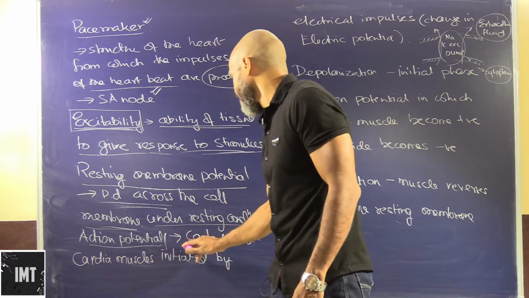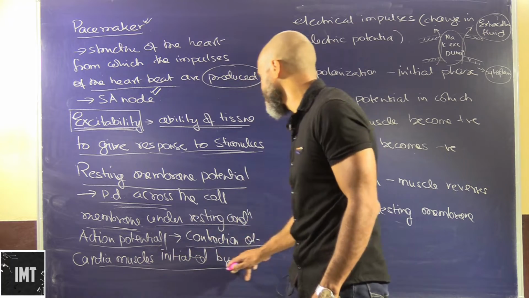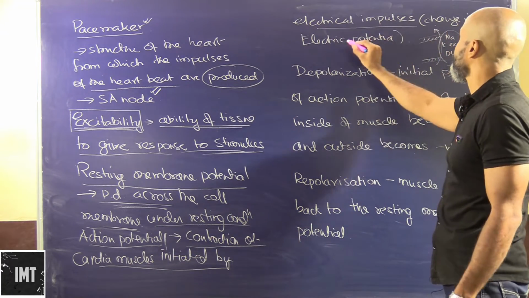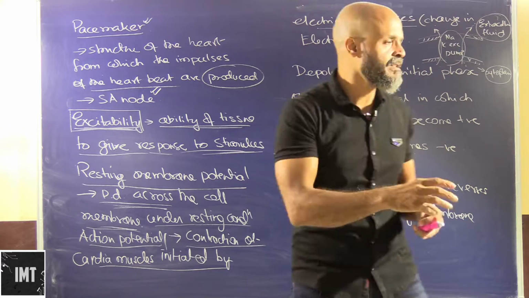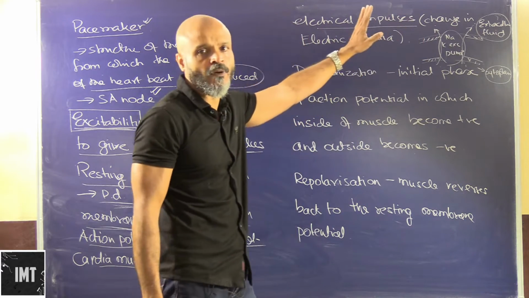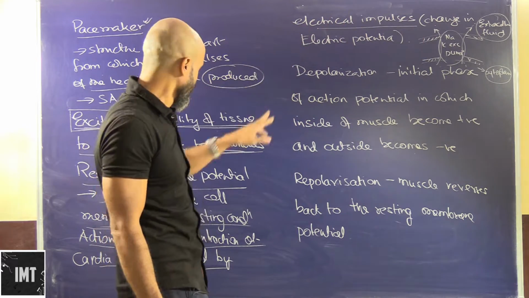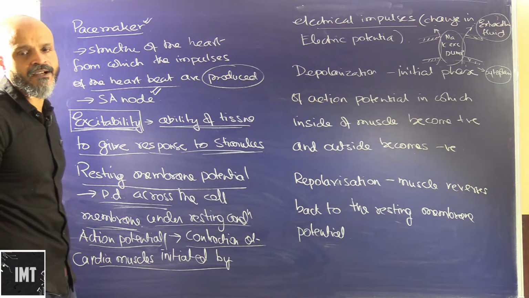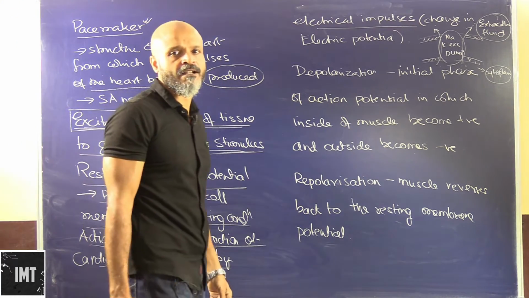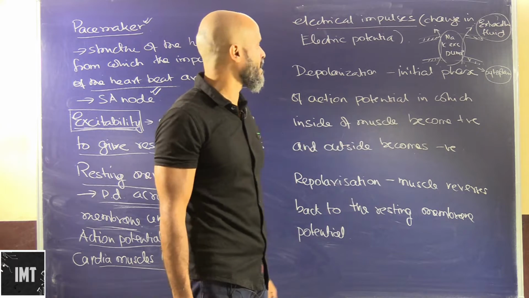Action potential: contraction of the cardiac muscles initiated by electrical impulses. What happens is there is an exchange of ions. The sodium ions and the potassium ions get transferred through an exchange pump. So these are electrical impulses which are generated due to the transfer of ions.